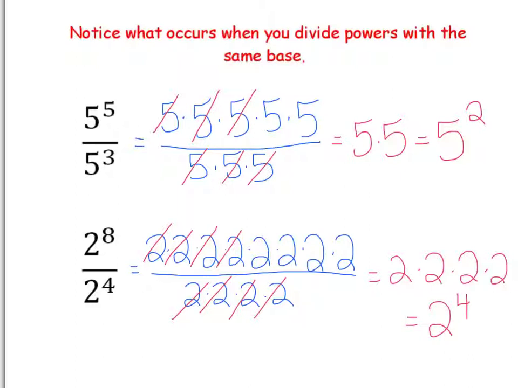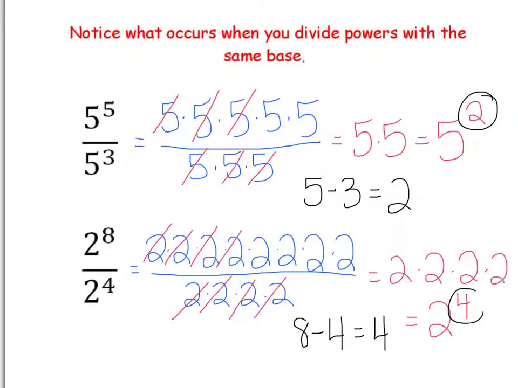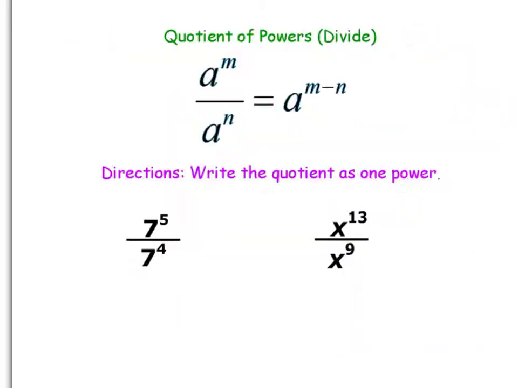Hopefully you might have noticed that the exponents of 5 and 3, when subtracted, give you this exponent of 2. Or 8 minus 4 gives you an exponent of 4. This is going to be our next law of exponents. Our next law of exponents is the division one, which is the quotient of powers. This means when you are dividing powers.